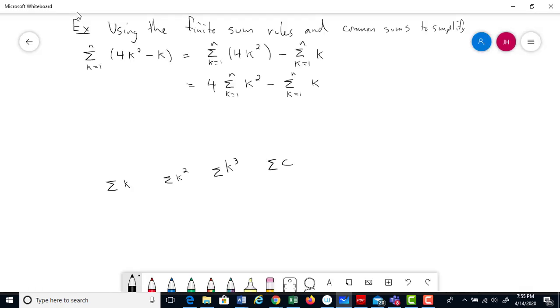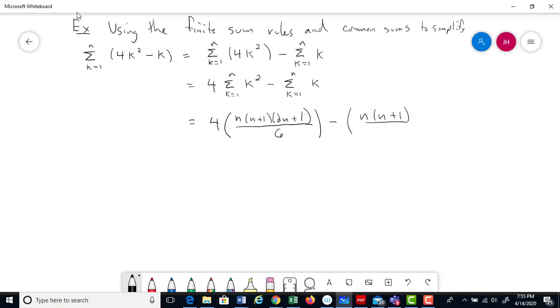So here I have this one's a k squared, so I got that one. This one's a k, I got that one, so I know these sums. So this is going to be equal to 4 times, well, k squared was equal to n times n plus 1 times 2n plus 1 all over 6. And minus the summation of k would be equal to n times n plus 1 all over 2. And I'm not simplifying any further, I just wanted to turn them into n's, okay? There's something we're going to do a little bit later to work on this.